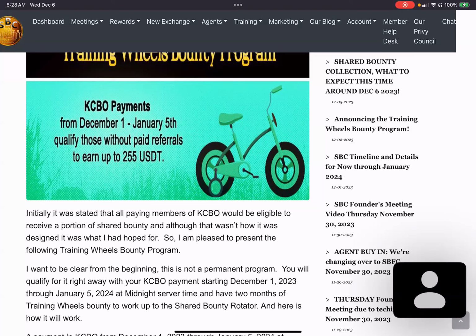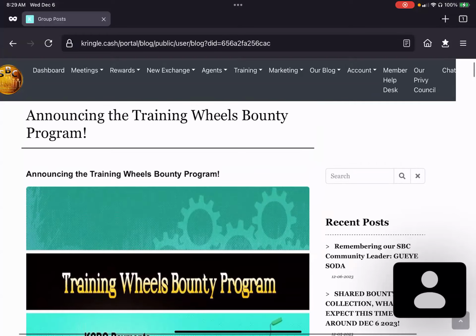So that's all I wanted to go over as far as the Training Wheels program and the Shared Bounty program. I wanted to tell you how it was running. Just as a recap, we are going to be paying out the Shared Bounty program today. I will show you on your SBC rewards page, there will be 1 new tab that'll tell you what your shared bounty was for the December cycle, and then we'll put in the January cycle and have a better page for January.